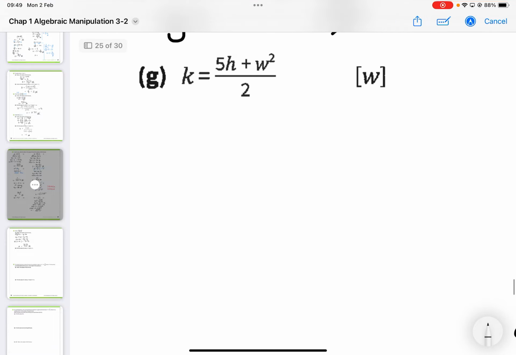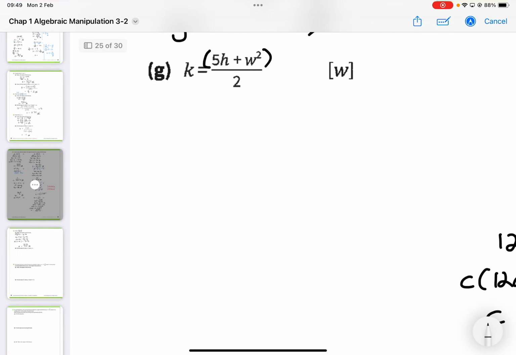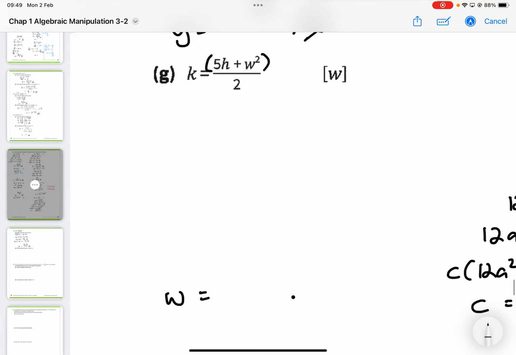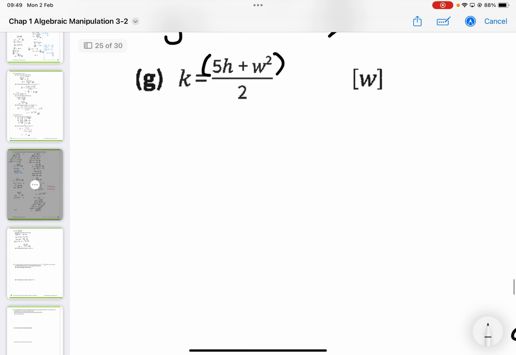G, I want W. Now W is the numerator. W is being squared. So again, I remind myself, the numerator belongs together. So individually, I cannot touch the W yet. I want to make there no fraction. No fraction, I multiply by 2. Multiply 2, cancel, multiply 2, become 2k. So my 2 crosses the equal sign and becomes numerator. No longer have fraction, no longer need to put the bracket.